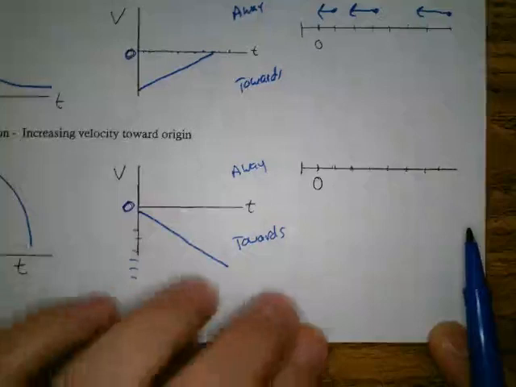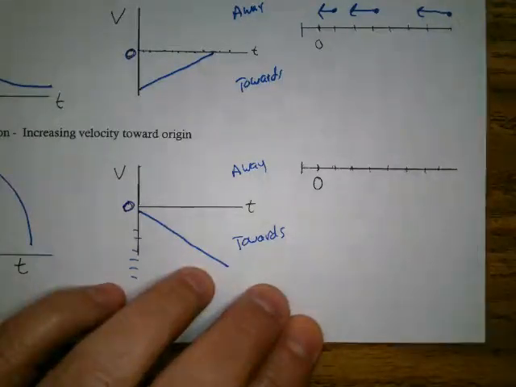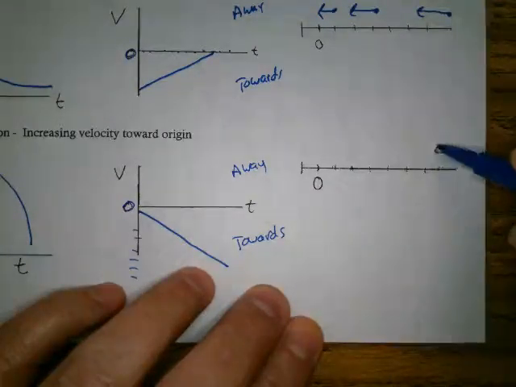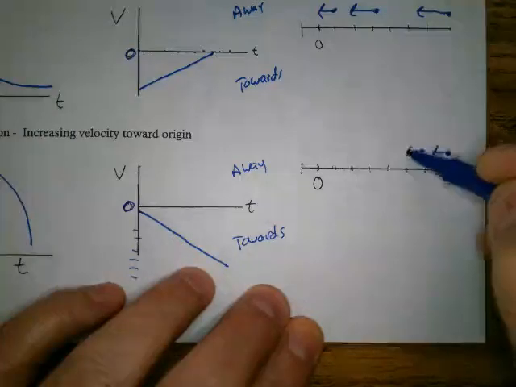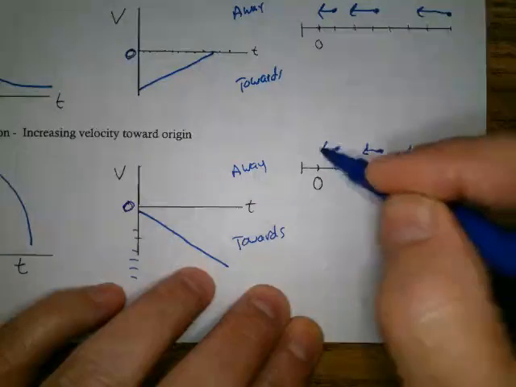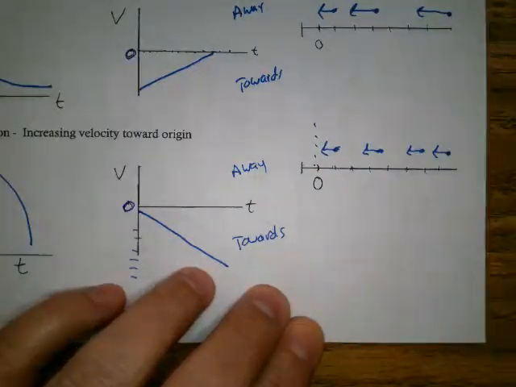If we look at the motion map, this is increasing velocity towards the origin, which means I have to start out here, and I'm going to move towards the origin. At first, my dots are going to be close together, and as I move on, they're going to get further and further apart until I get to the origin.